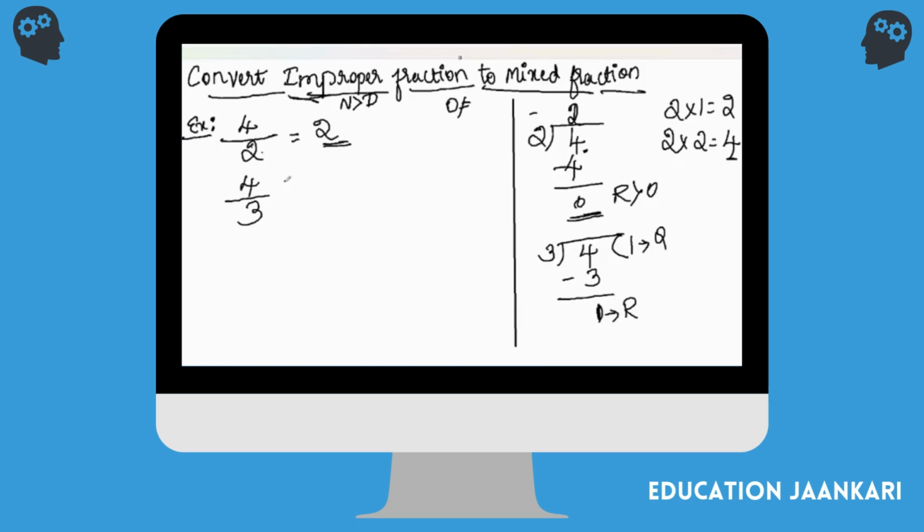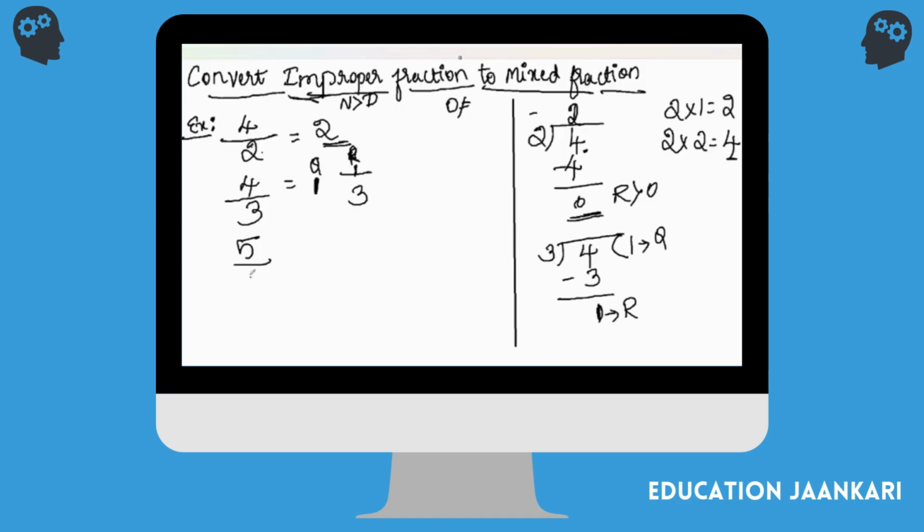So when you are writing from improper to mixed fraction, you will write first the quotient, then the numerator, with the same denominator. So what is the quotient here? As we have the same number 1 and 1, you will get confused. So I'm writing the quotient 1 here, and the remainder here.